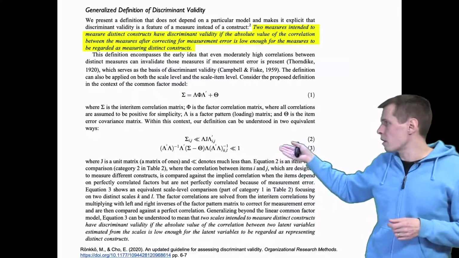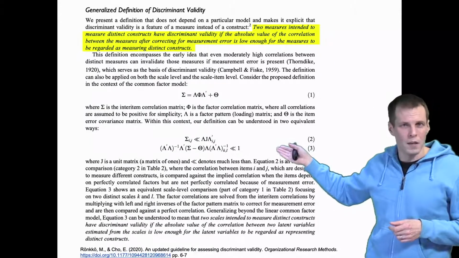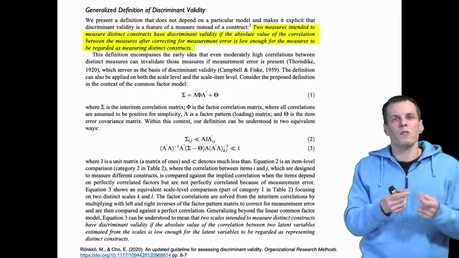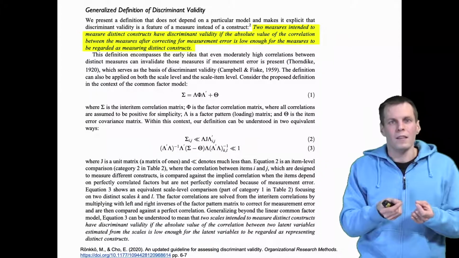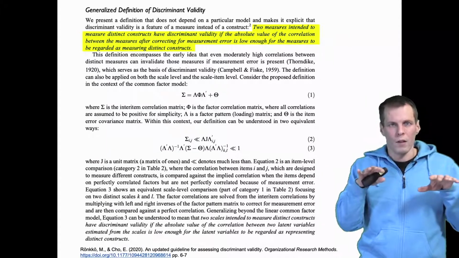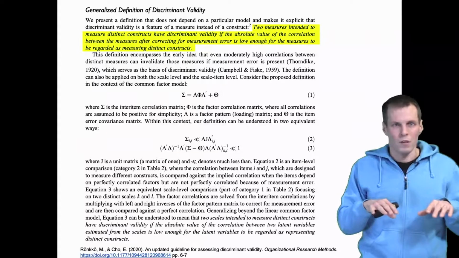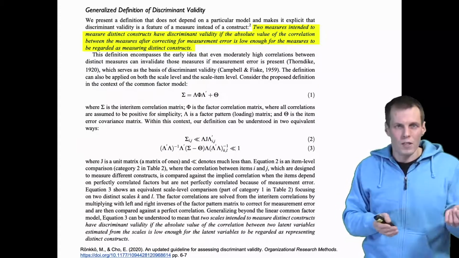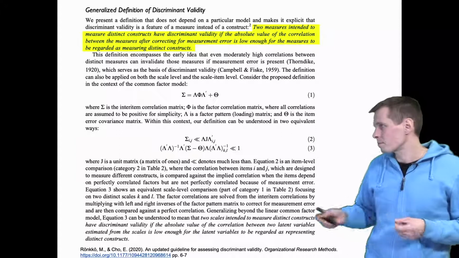And this is something that we have not actually seen anyone apply. Currently, when researchers assess discriminant validity, they always focus on the scale level, not on the item level for some reason, even if the original definition focused on items.